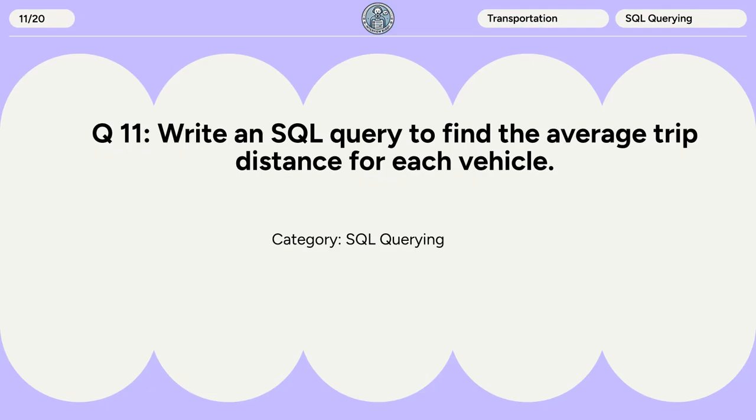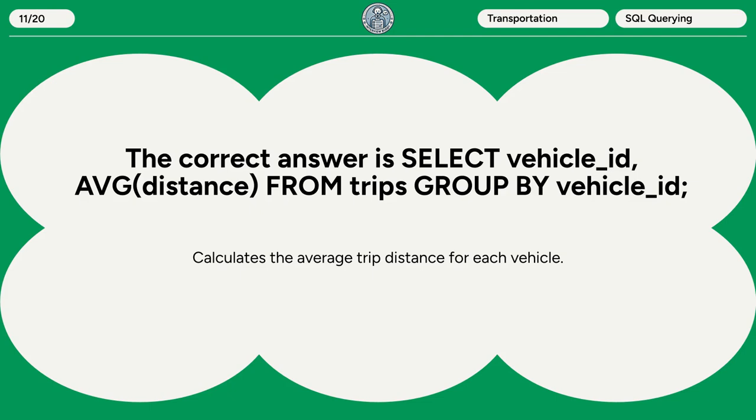Question 11. Write an SQL query to find the average trip distance for each vehicle. The correct answer is: SELECT vehicle_id, AVG(distance) FROM trips GROUP BY vehicle_id. Calculates the average trip distance for each vehicle.